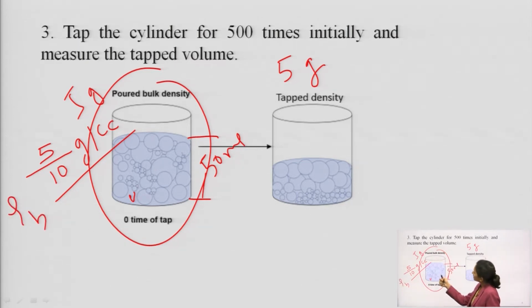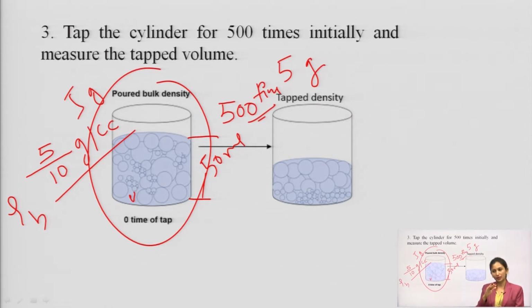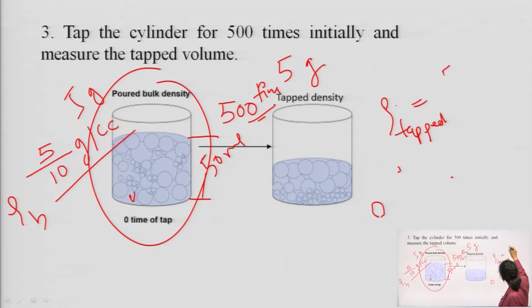When we tap the same container minimum 500 times, what will happen if you tap that container 500 times, so automatically the powder particle will become compact. So, when it will be compact, then here the rho tapped equal to 5 divided by, so will the volume decrease or increase after tapping? Definitely after tapping volume will decrease.